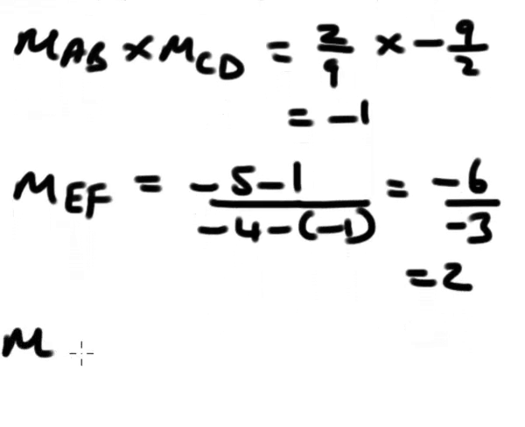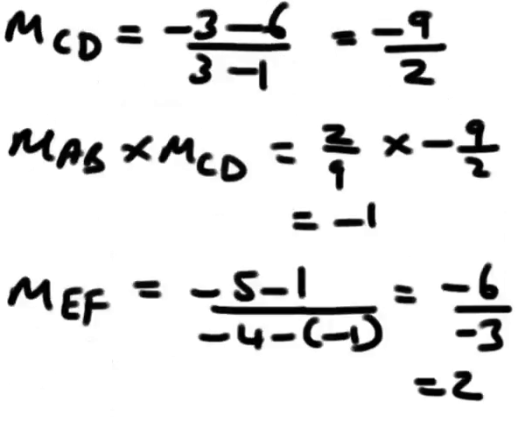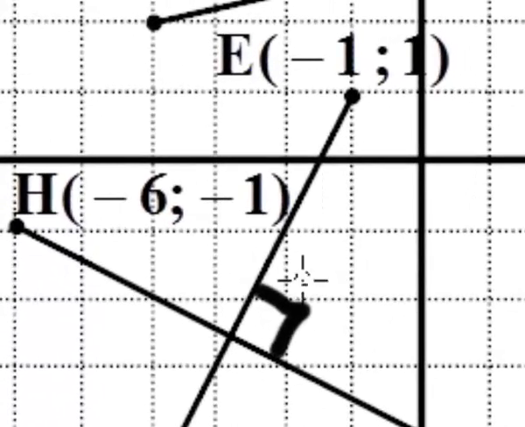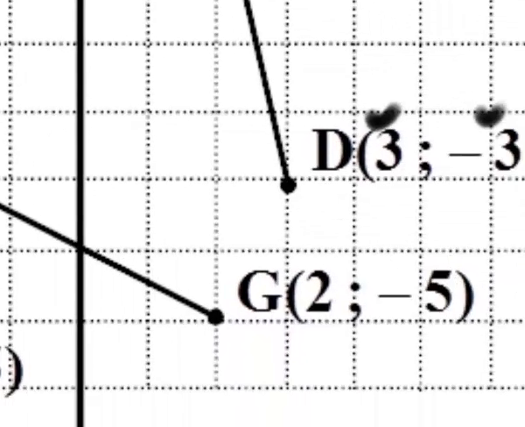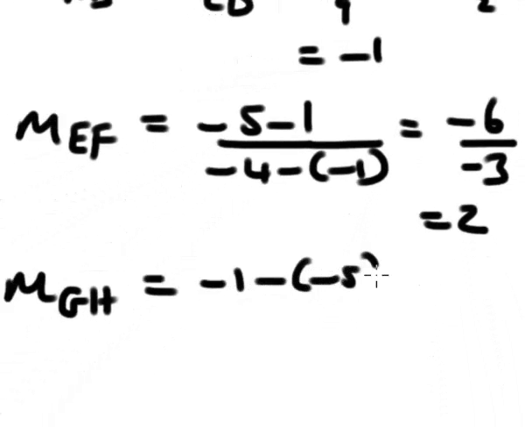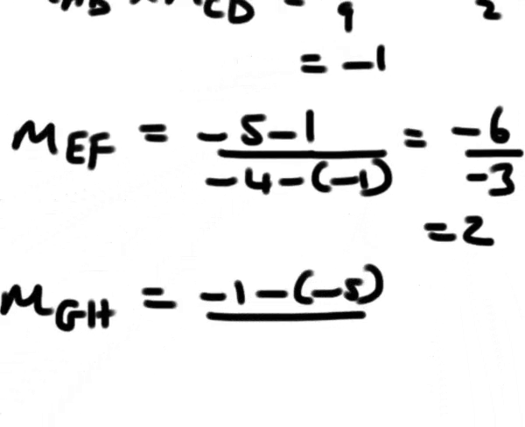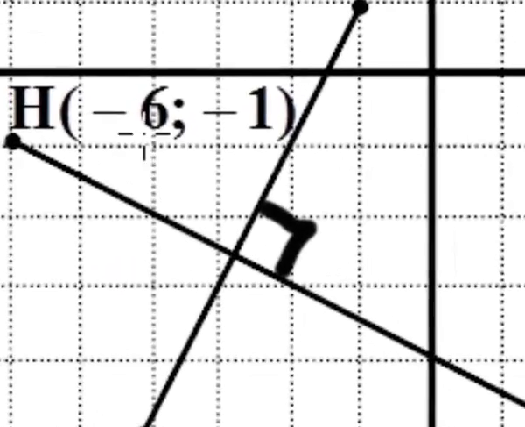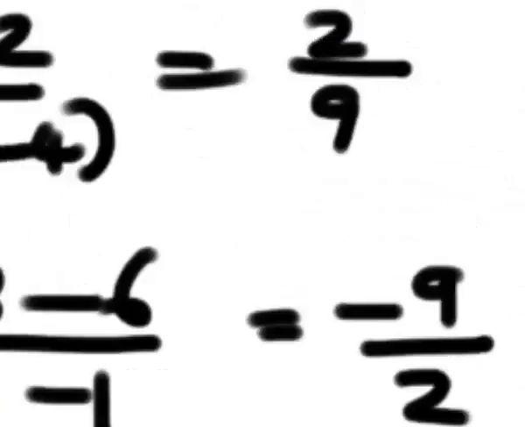Now what would the gradient of GH be? Let's have a look. That's the other line. It's the y of H minus the y of G, so it's negative 1 minus negative 5, all divided by the x's, negative 6 minus 2.